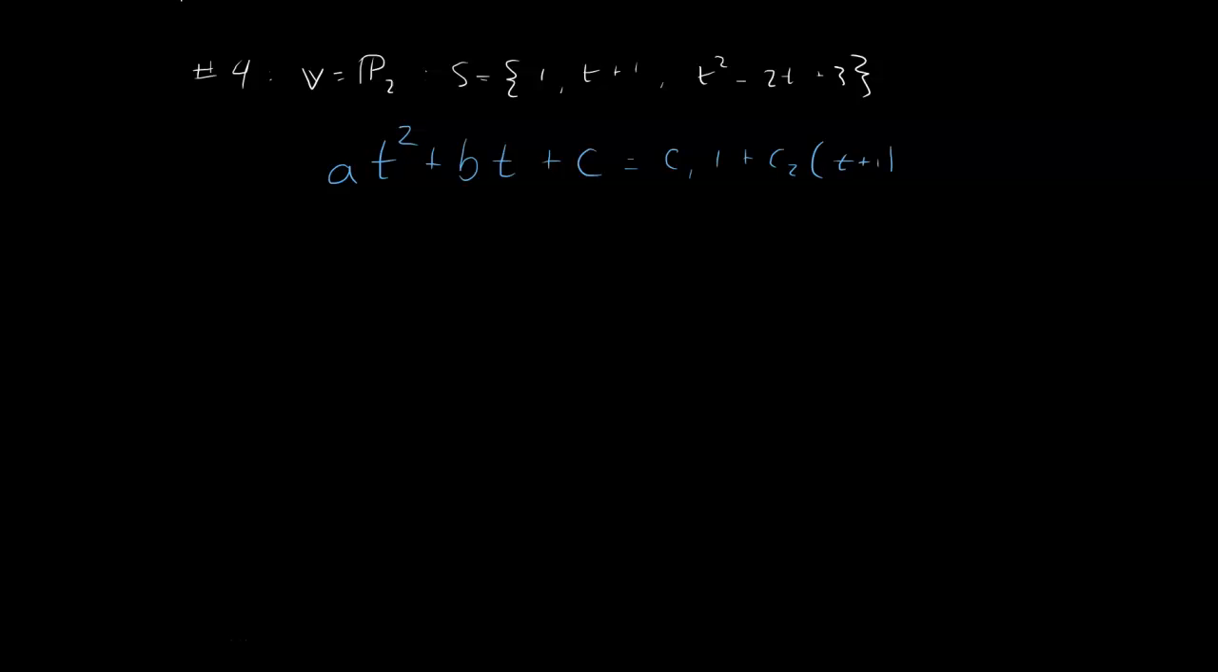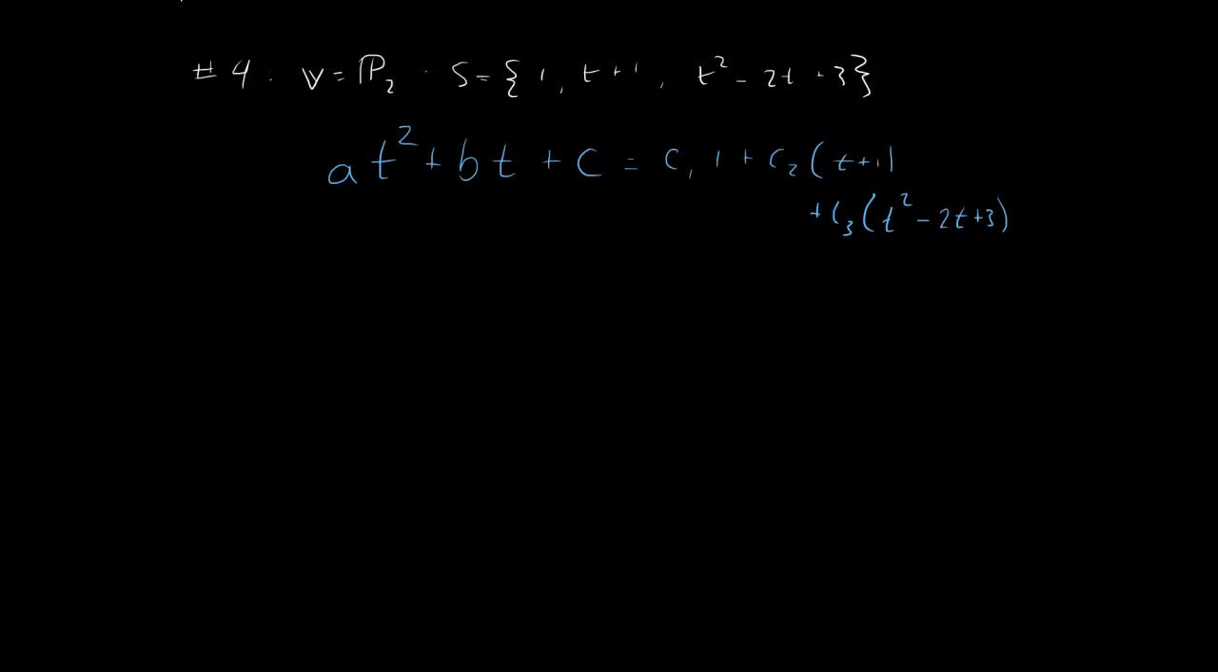I might just put it down over here. Plus some constant c3 times t squared minus 2t plus 3. So I need to say for any a, b, c you give me, I better be able to write them in terms of c1, c2, c3. So what I could do for this problem, if I want to avoid matrices and stuff like that, I could just multiply things out and group them.